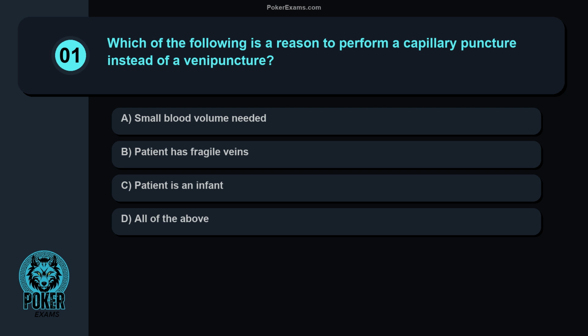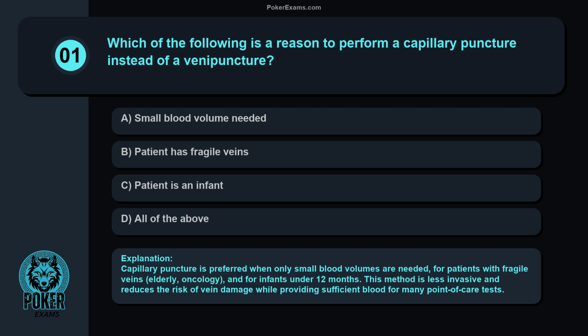Question 1. Which of the following is a reason to perform a capillary puncture instead of a venipuncture? Small blood volume needed. Patient has fragile veins. Patient is an infant. All of the above. Capillary puncture is preferred when only small blood volumes are needed, for patients with fragile veins, elderly, oncology, and for infants under 12 months. This method is less invasive and reduces the risk of vein damage while providing sufficient blood for many point-of-care tests.